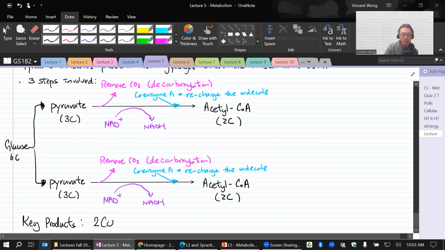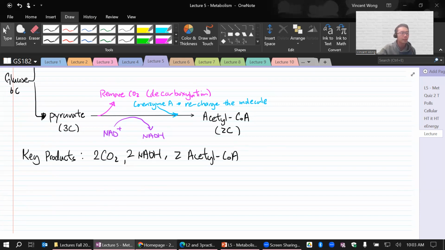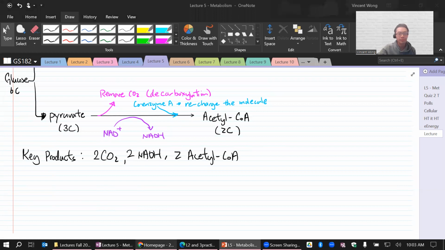So what are the key products in pyruvate oxidation? We get 2 carbon dioxide. We have 2 NADH. And we have 2 acetyl-CoA. That's the key product.